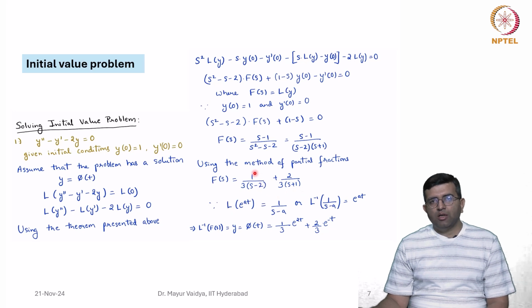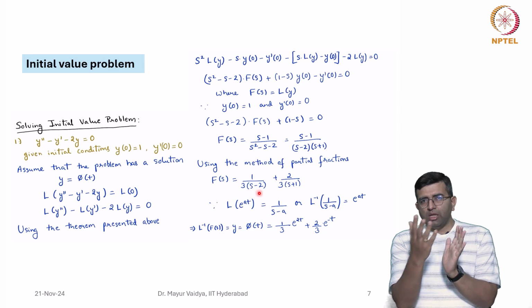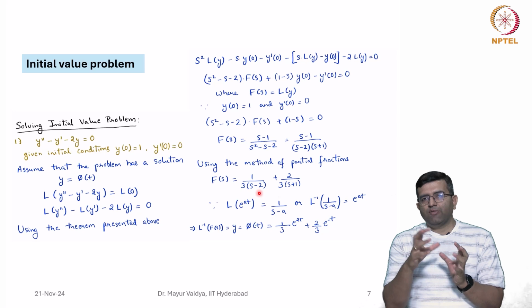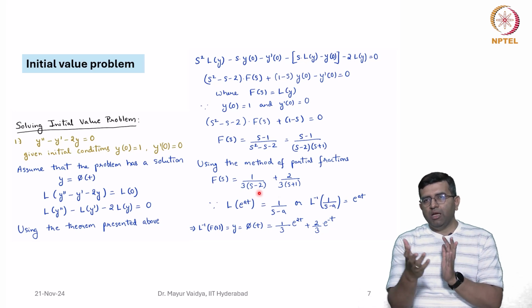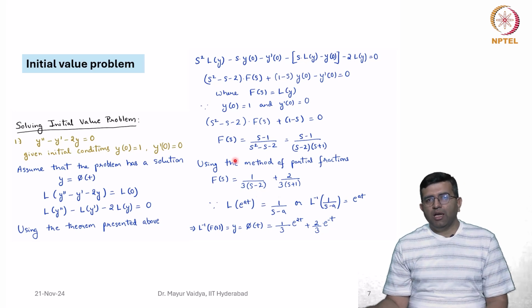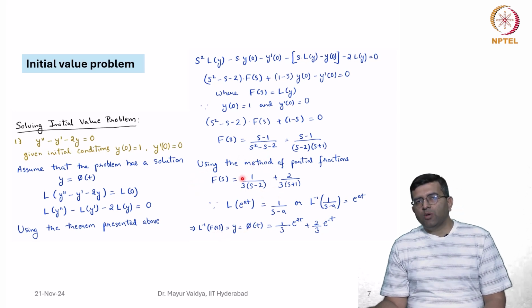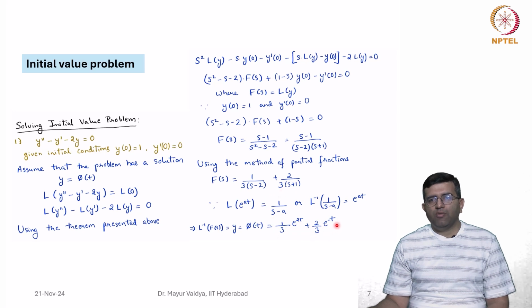Now, we have seen in the first example that the Laplace transform of e power at is 1 by s minus a. In other words, if I want to find the Laplace inverse of 1 by s minus a, it will be e power at. So now, if I take the inverse of this F of s, which is nothing but phi of t, this is equal to the inverse of this. So the inverse of 1 by 3 into 1 over s minus 2 is 1 by 3 e power 2t, plus 2 by 3 e power minus t.